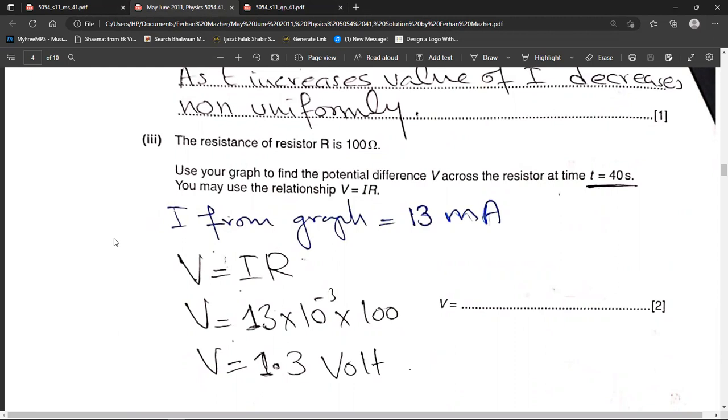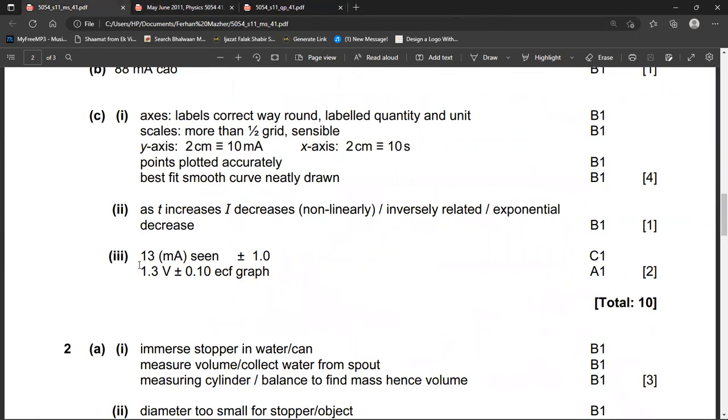So according to Ohm's law, V equals IR. I want to find out V, so the I value is 13 × 10^-3, because in this formula, we take the value in amperes, not in milliamperes. The resistance is 100 ohm. So 13 × 10^-3 multiplied by 100 will be 1.3 volt. So the voltage drop will be 1.3 volt. So let's check here. So our answer is right. You can see here.